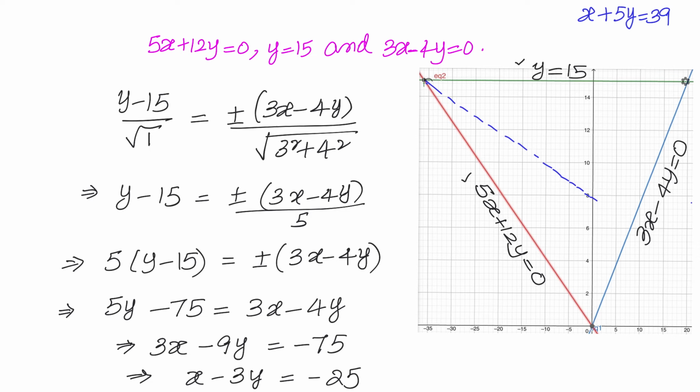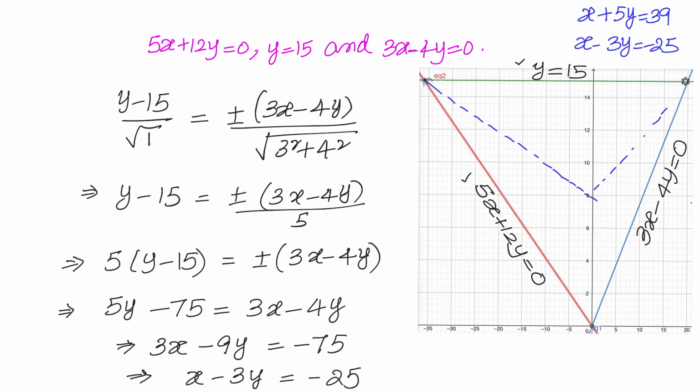So we don't need to substitute for the minus 1. We'll go ahead and write down this equation: x minus 3y equals minus 25. And that line is hitting exactly at 8.33.